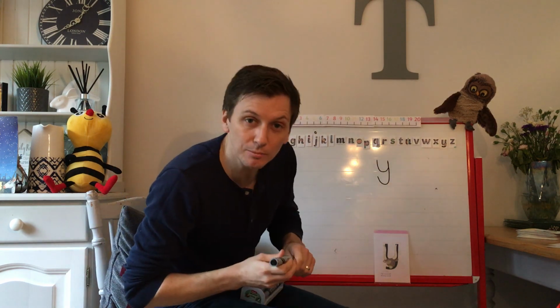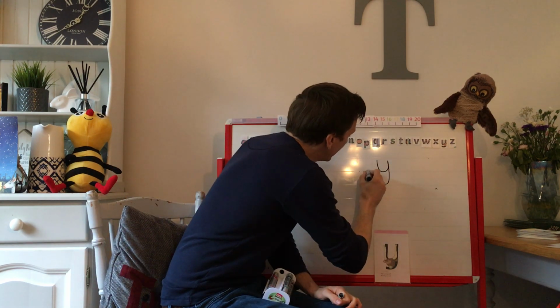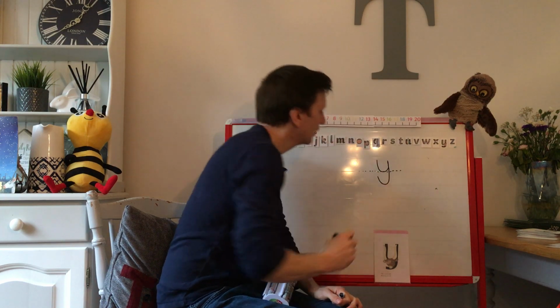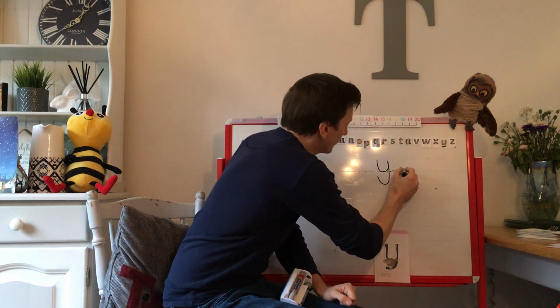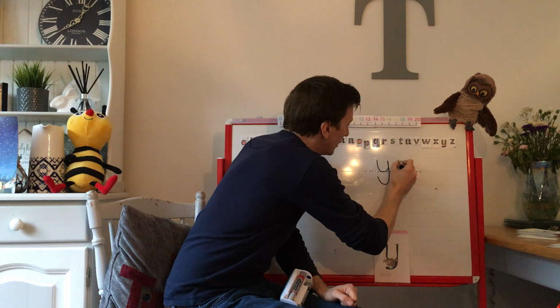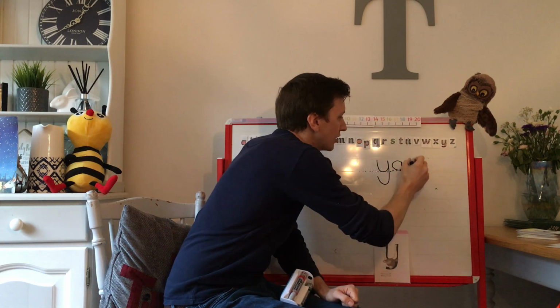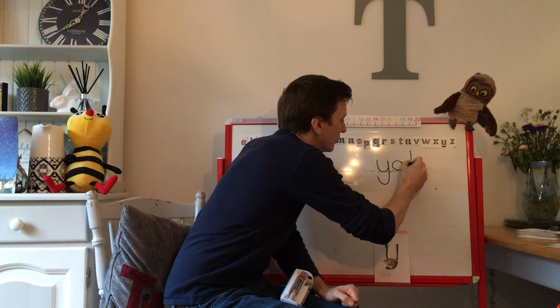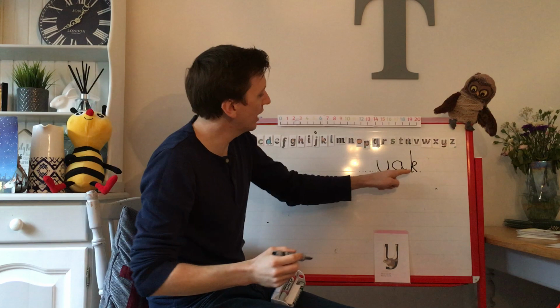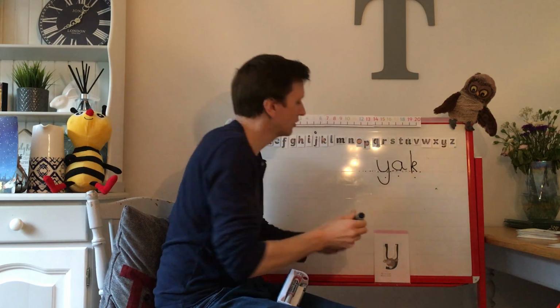And do you remember I said it went below the line? Imagine if there's a line here. It would go under the line. Yak. Round the apple, down the leaf, and down the kangaroo's body. Give him a tail and a leg. Yak.